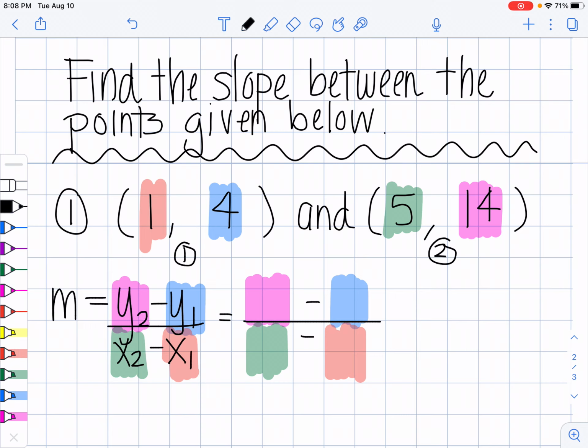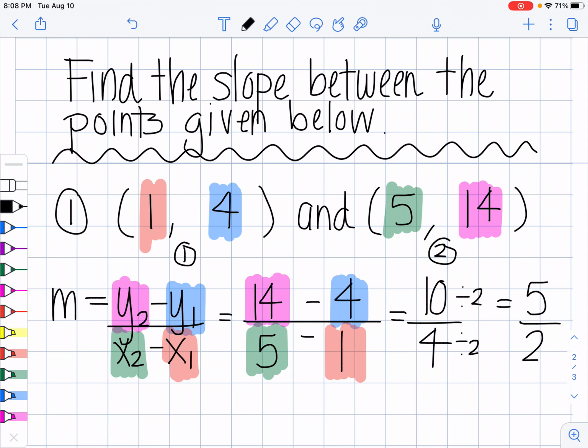Now I can fill in all my numbers. 14 minus 4 and 5 minus 1. Then I do the math. I subtract on the top. 14 minus 4 is 10. I subtract on the bottom. 5 minus 1 is equal to 4. And you always want to reduce your fraction. I can't just straight up divide this and get a whole number. That's not going to work. So I can reduce my fraction. What number goes into both 10 and 4? 2. So I'm going to divide the top and the bottom by 2. 10 divided by 2 is 5. 4 divided by 2 is 2. So my slope is 5 over 2. You keep it as a fraction. You don't need to change it to a decimal.